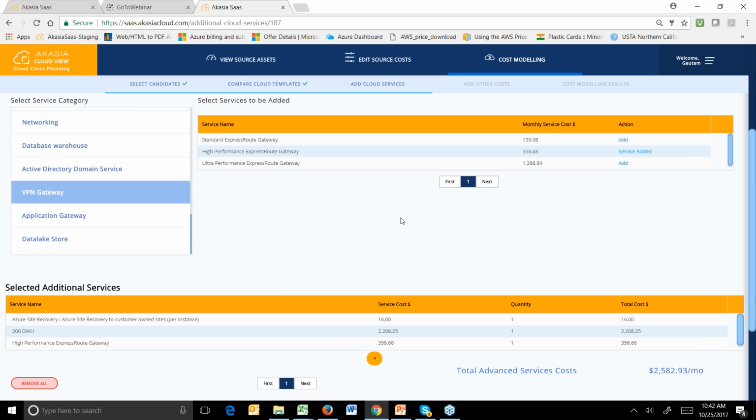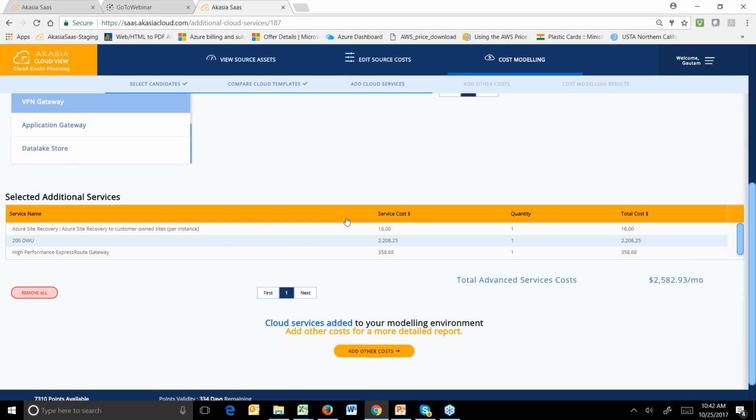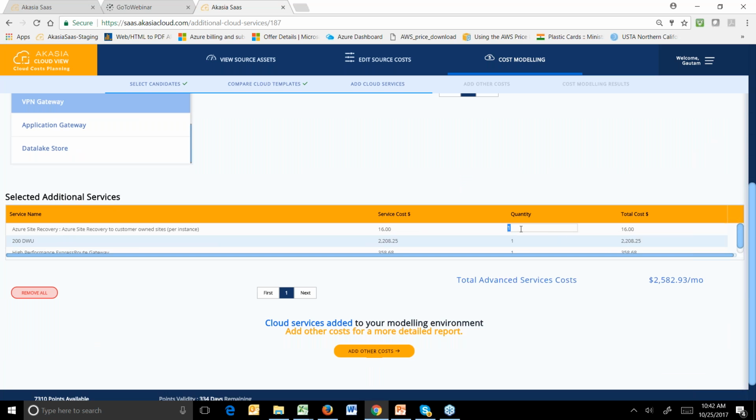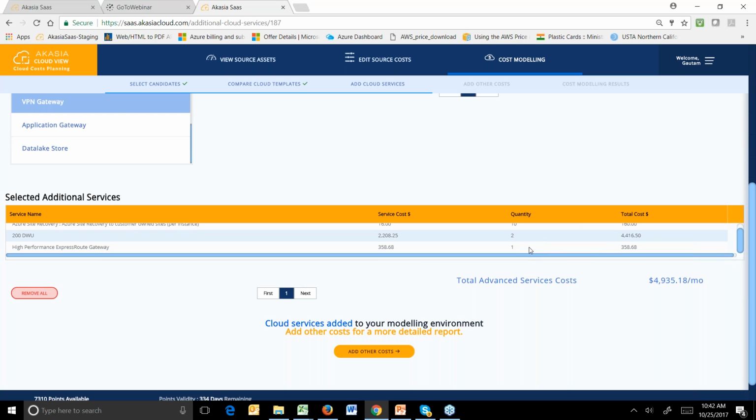Now, whatever I added shows up here in my basket, my shopping list, if you please. In this Azure Site Recovery, I got one basically, but I want it for 10 critical servers, and I want 2 of these units. This is where you may want to consider talking to some solution architects or our professional services team to help you figure out what additional stuff you may need.